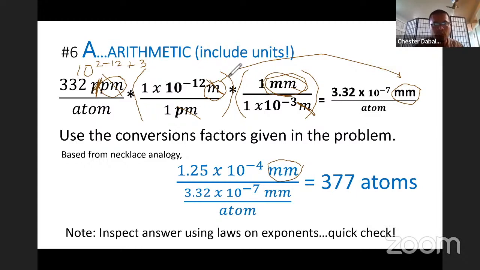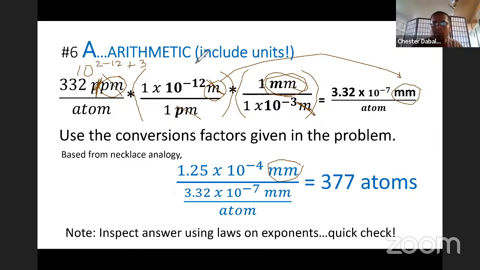So that's what I want to tell you. You need to inspect using laws of exponents. This is multiplication, so you add the values of the exponents. Now, let's go back to the necklace analogy. The necklace analogy earlier was the long one divided by the small one, right? So the length of the necklace divided by the diameter of the bead.